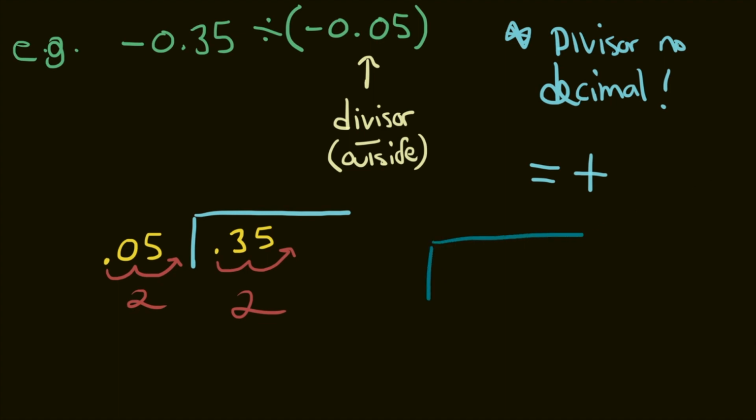The brand new question is the following. 5 into 35. Well, how many times can 5 go into 35? The answer, of course, is 7. There you go. I just wanted to show you that rule about moving that. And of course, my answer is positive. There you go. Multiplying and dividing rationals.